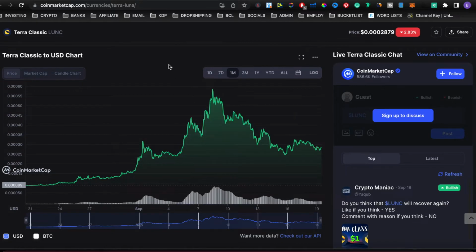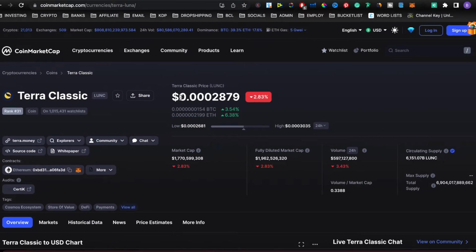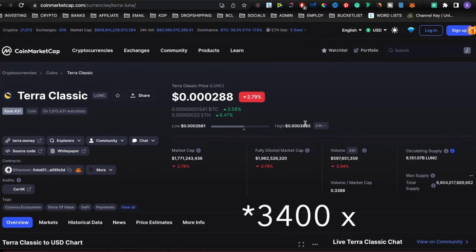Now, normally this would be quite a silly question given the current price at the moment of 0.0002879. For it to hit $1, it would need to approximately 3,800x from here, meaning that if you invest $1 now, that would be worth $3,800 if this price ever got to $1. And of course, the market cap right now is $1.7 billion. So for Terra Classic to hit the $1 mark, we would need a market cap of 8.5 trillion, which sounds silly given the market cap of the whole crypto market at the moment sits under 1 trillion.